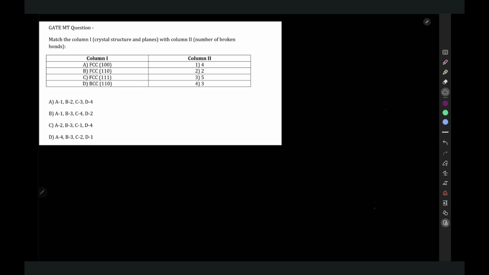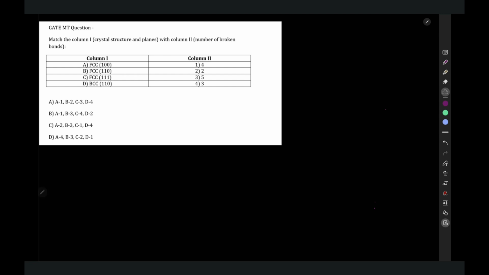Hello students, in this video we are going to discuss a question from physical metallurgy related to crystal structure. In this question we have to calculate the number of broken bonds, also called dangling bonds, and match with crystal structure and their planes. First we will go through the concepts like coordination number, dangling bonds or broken bonds, and lattice points of different crystal structure. Then we will solve this question.